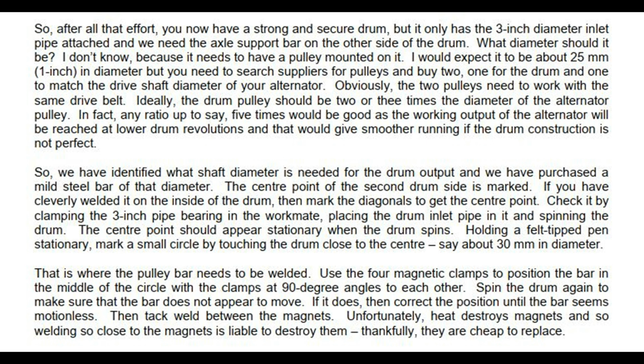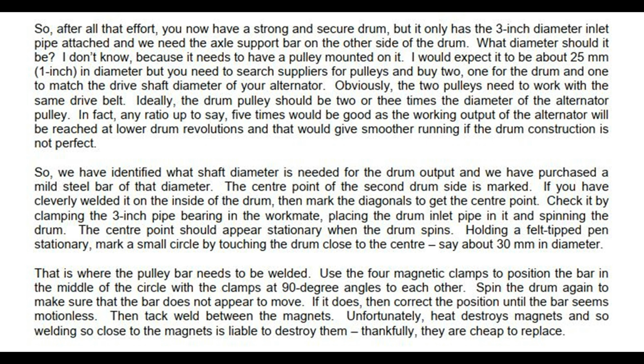So, we have identified what shaft diameter is needed for the drum output and we have purchased a mild steel bar of that diameter. The center point of the second drum side is marked. If you have cleverly welded it on the inside of the drum, then mark the diagonals to get the center point. Check it by clamping the 3-inch pipe bearing in the workmate, placing the drum inlet pipe in it and spinning the drum. The center point should appear stationary when the drum spins.